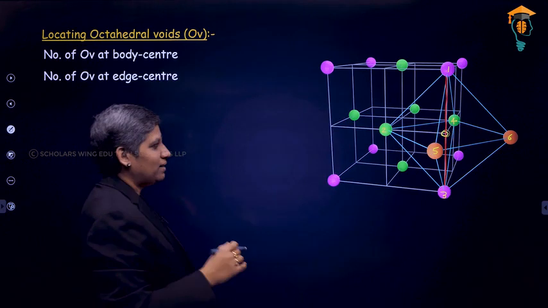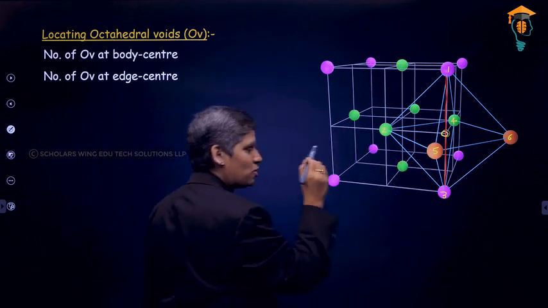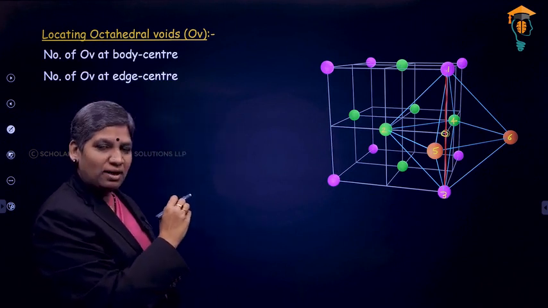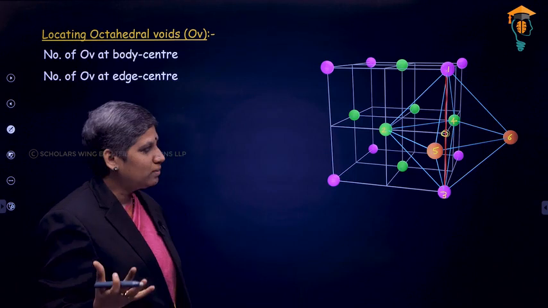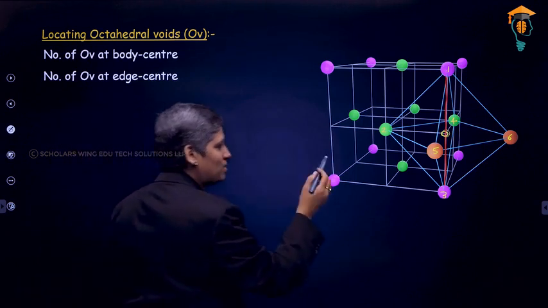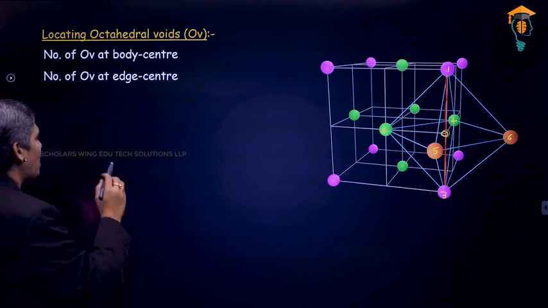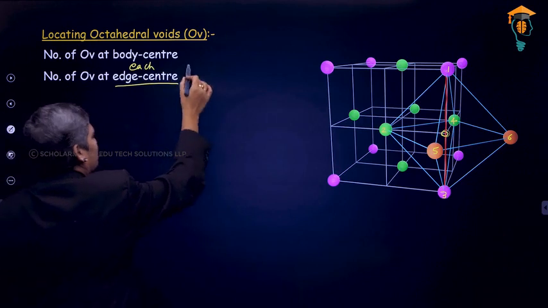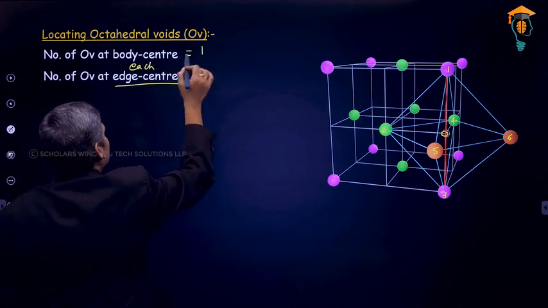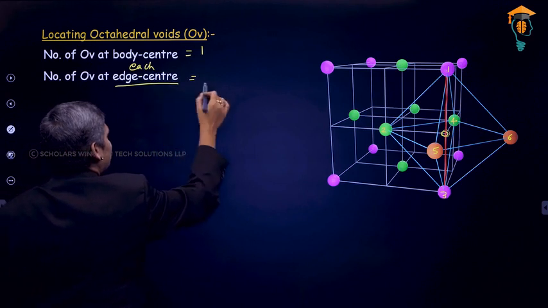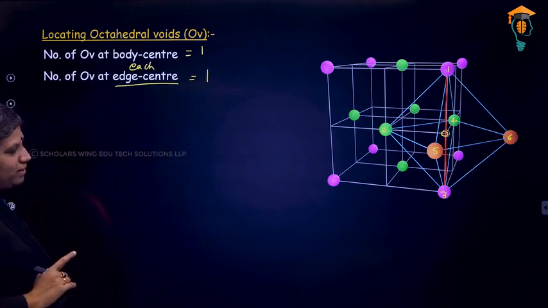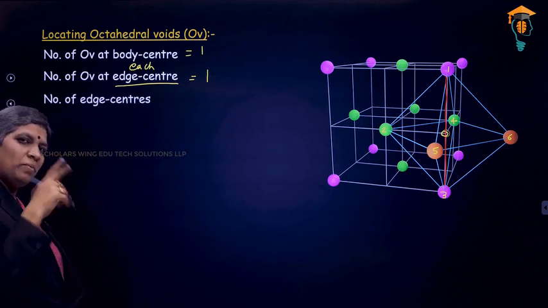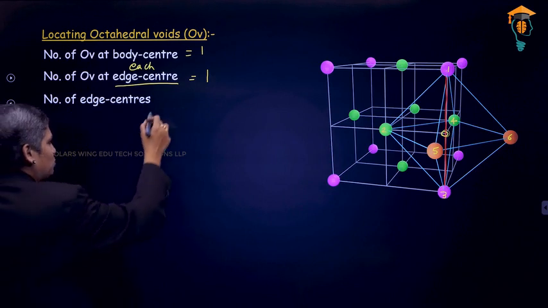Clear? Very good. But when we joined all these spheres around that edge center, once again we got, yes, a regular octahedron, which is representing the octahedral void. That means, friends, there is one octahedral void at one edge center, or at each edge center. How many? Yes, here we got 1, isn't it? At each edge center, you found one octahedral void. But how many edges are present? 12 edges. So how many edge centers should be present? 12. Just now I showed you.